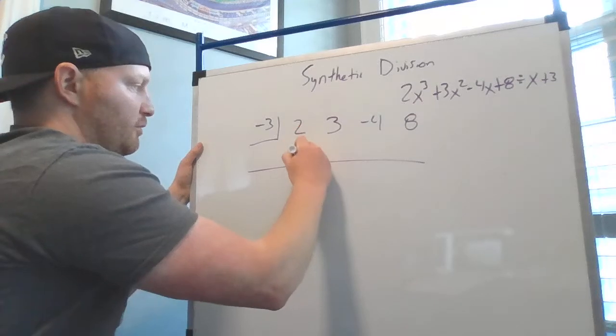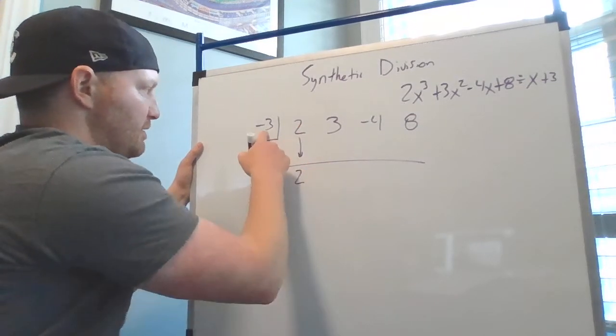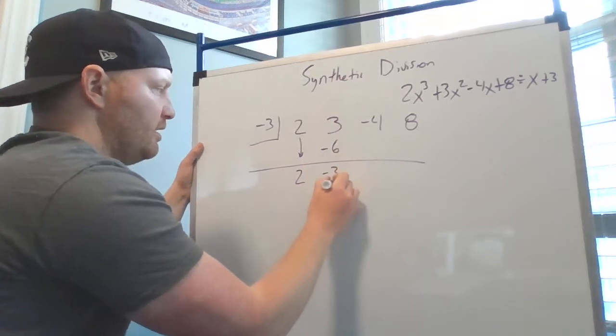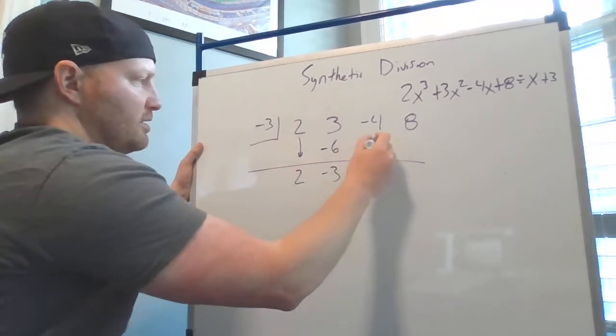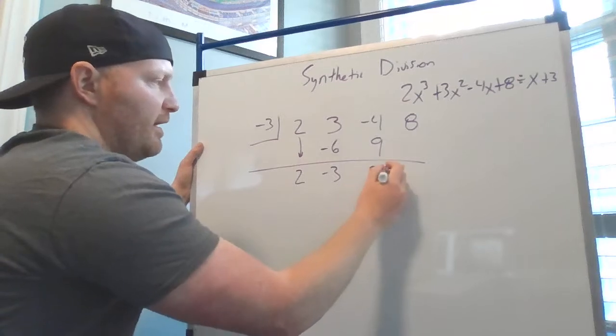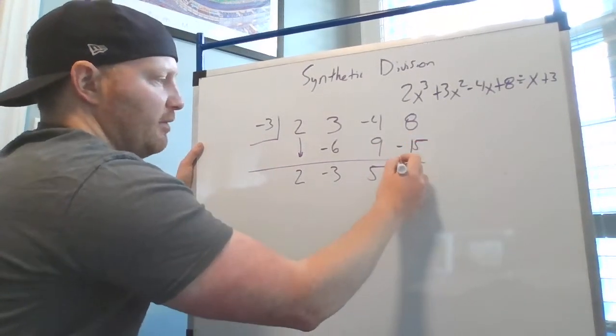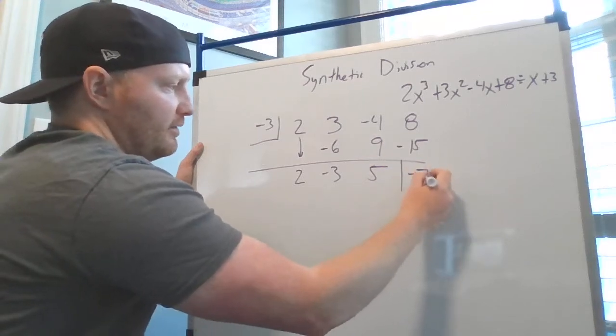So first things first, bring this guy down. 2 times -3 is -6. 3 minus 6 is -3. -3 times -3 is 9. I'm left with a 5 right here. 5 times this, -15, and I'm left with a remainder of -7.